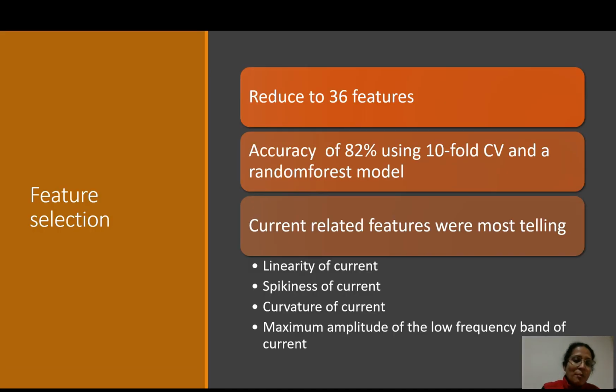So we managed to reduce the features to 36 features from 240, and still we got an accuracy of about 82% using tenfold cross-validation and the same random forest model.